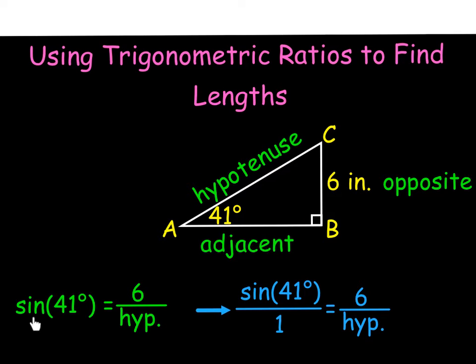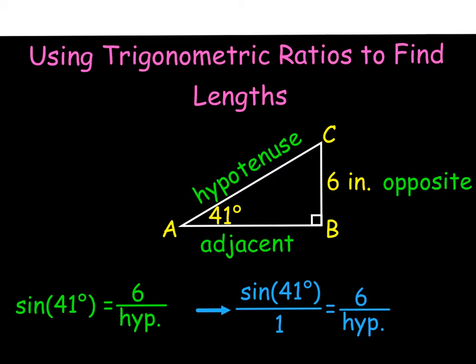Okay. Now remember, sine is opposite over hypotenuse. So we're doing the sine of 41 degrees because that's the angle we're talking about. And it's going to be equal to the opposite side, so 6 inches, over the hypotenuse, which we don't know what it is. So I decided to abbreviate hypotenuse with HYP. Okay, and then so we have an equation we can solve here.